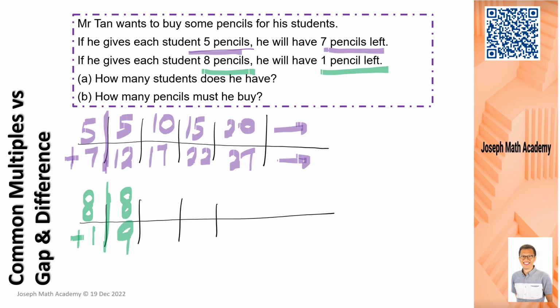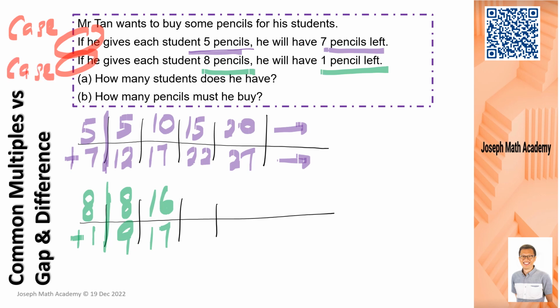Now, if Mr. Tan has 2 students, student A received 8, student B received 8, so 16 pencils given away. Mr. Tan will still have 1 pencil left, so that will be 17. So you notice, if you use the two situations, I call them cases. So case 1 and case 2.